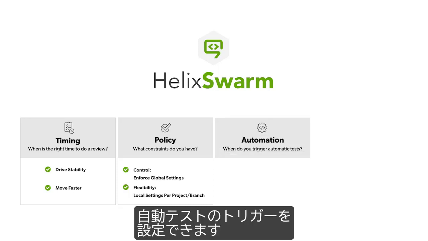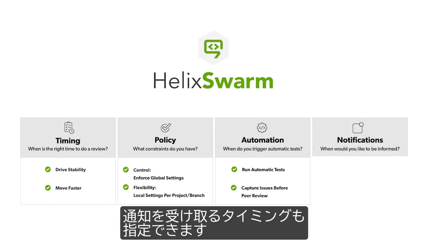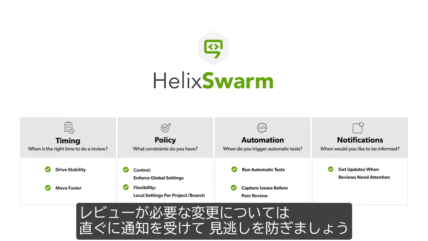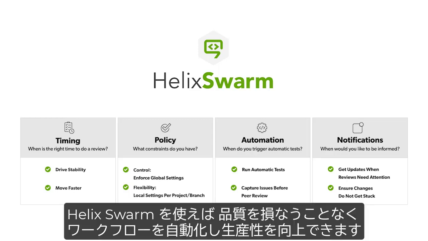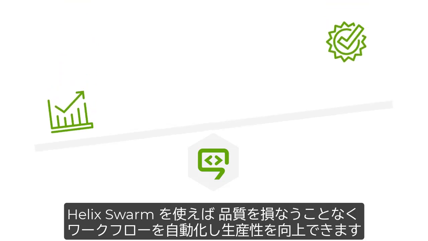Automation. When do you trigger automatic tests? Run a set of automatic tests first and capture as many issues as possible before peer review. Notifications. When would you like to be informed? Get updates as soon as reviews need attention, and ensure changes are not stuck waiting for a review. With Helix Swarm, you can automate workflows and be as productive as possible without sacrificing quality.